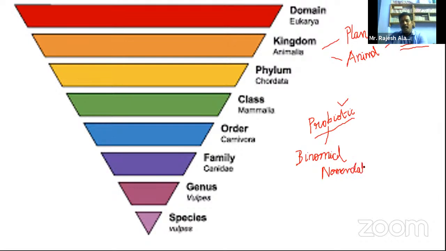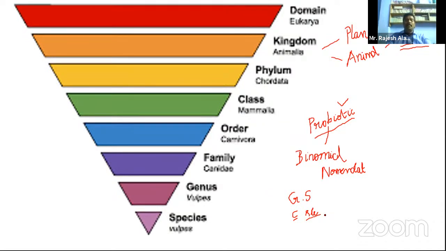The language should be Latin. It consists of two components: the genus name followed by the species name. The genus name should be written in capital letter, and the species name in small letter. They have to be underlined separately. If it is typed, it should be in italics. These are the steps we have discussed about binomial nomenclature.